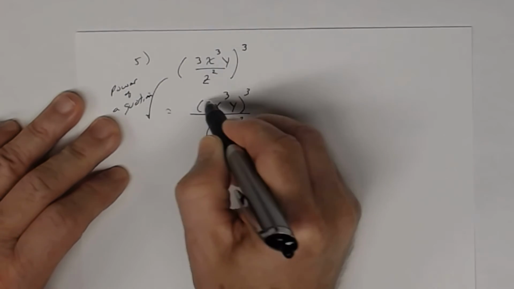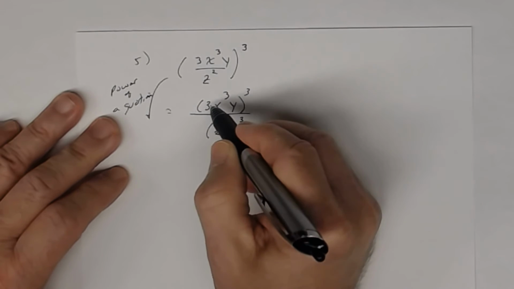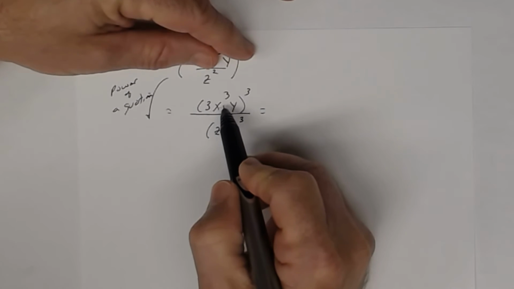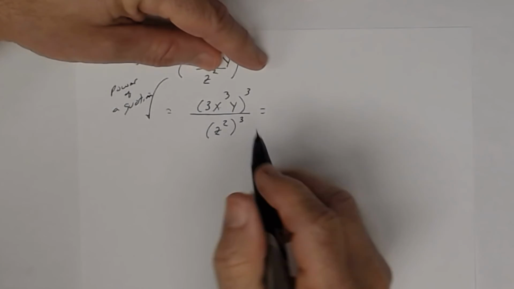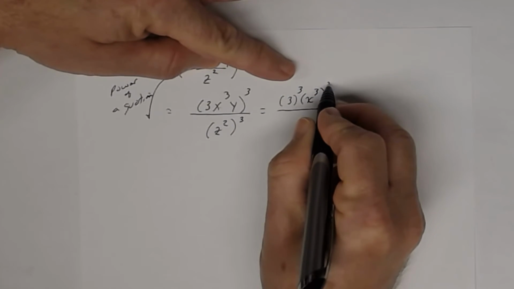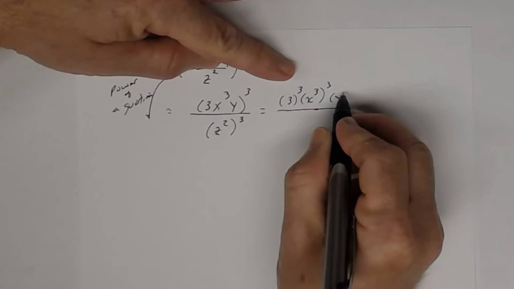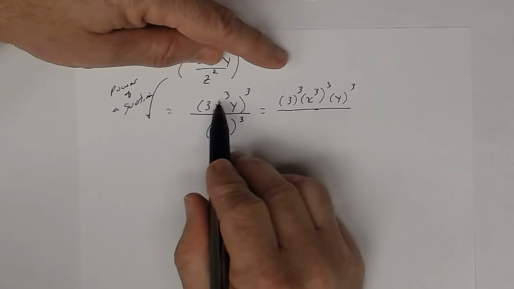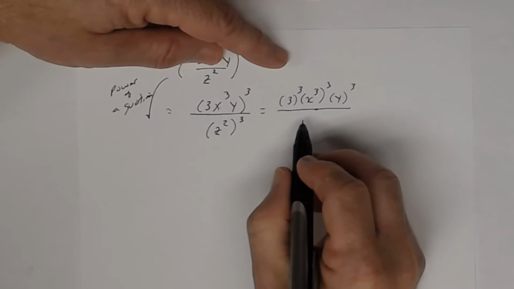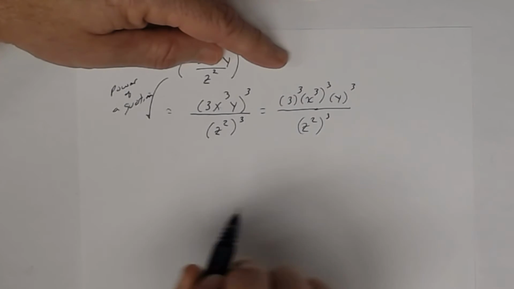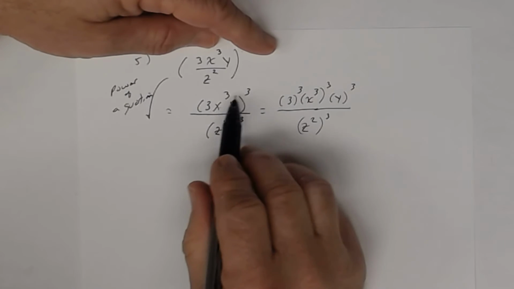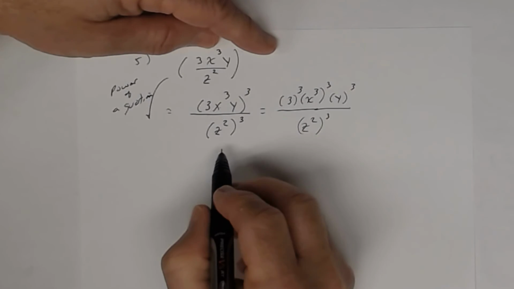Now to simplify these further, I'm going to have to use the power of a product. The power of a product says I take each of these factors here and raise it to the third power. And so I get 3 cubed times x cubed times y cubed. This to the third, this to the third, this to the third. That's what you see. And I'm going to just go ahead and leave the denominator alone for right now. So to go from here to here, I used the power of a product, at least in the numerator.